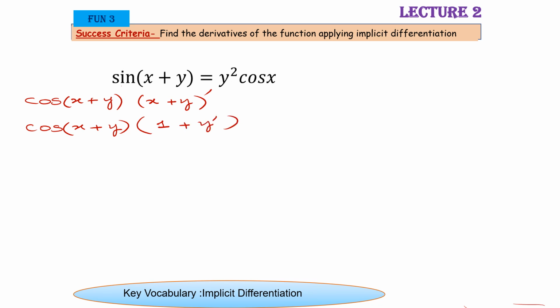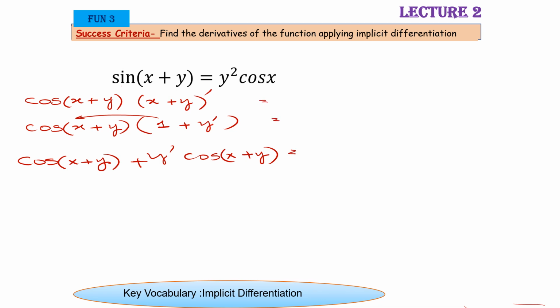Now I would go to the other side. First of all, I want you to open the brackets. So 1 times cosine x plus y gives you the same, that is cosine x plus y. Remember, x plus y is an angle, plus y prime and cosine x plus y, right, as it is. Never multiply the angle with the variable itself.